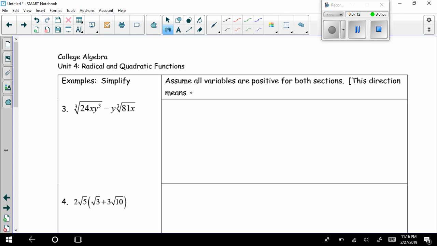Okay, so for this next section, assume all variables are positive for both sections. This direction just means you don't have to worry about the signs for your variables.